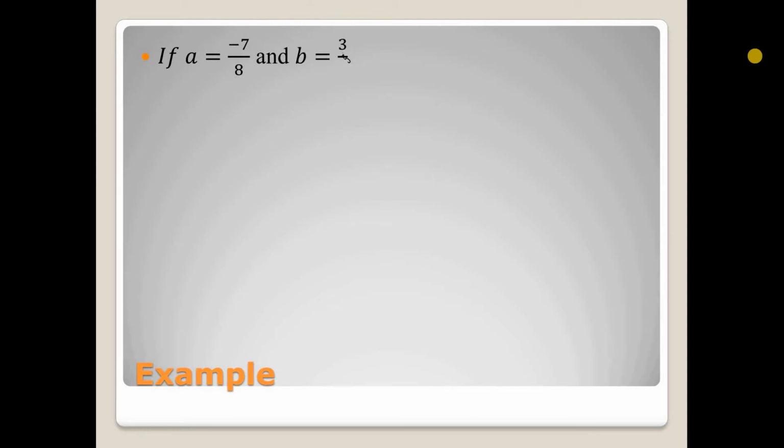So if A equal to minus 7 by 8 and B equal to 3 by 5. Now we are going to do the LHS. LHS means A plus B. So A plus B equal to minus 7 by 8 plus 3 by 5.